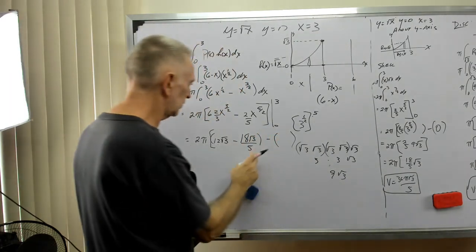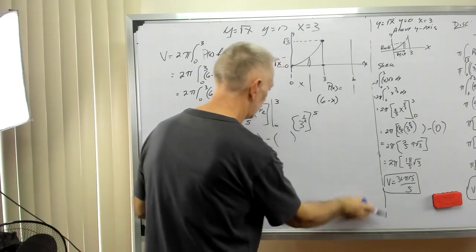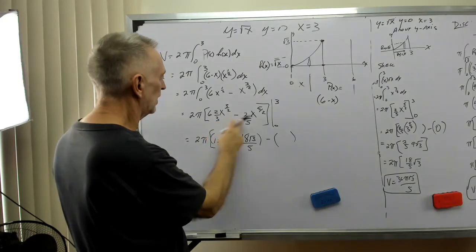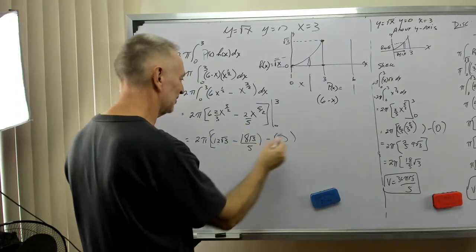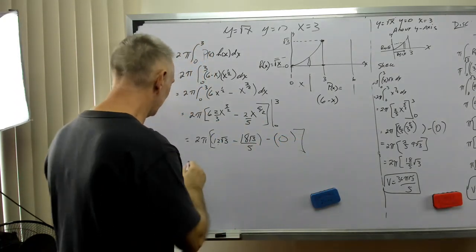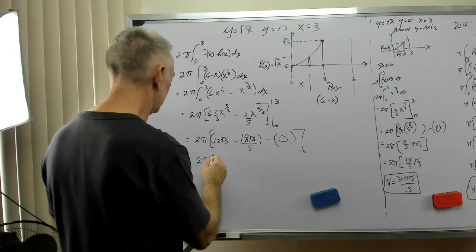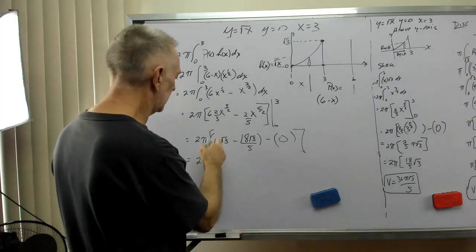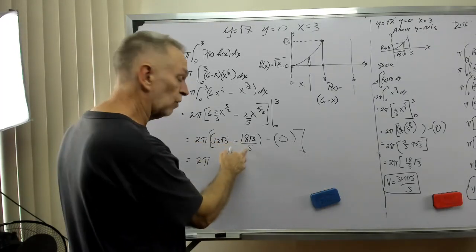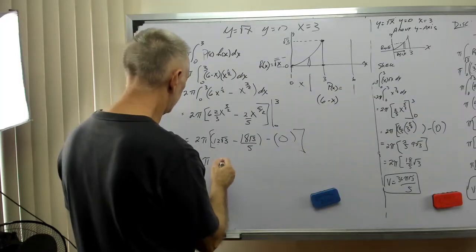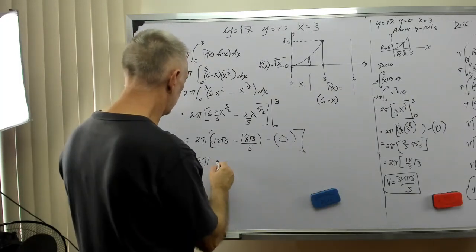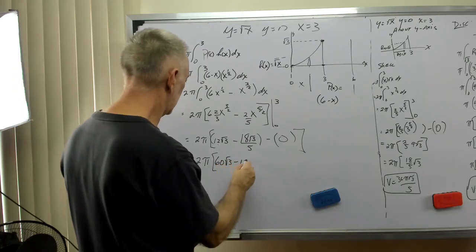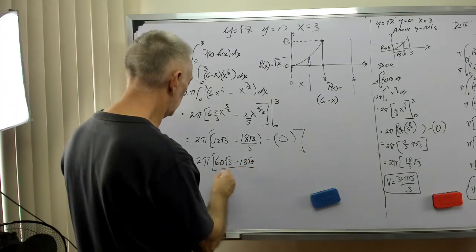Minus, my parentheses, I have to do something there. What to do? Okay, 0, put the 0 back in and it does come to 0. So no harm, no foul. All right, 2 pi times, well, I need a common denominator. So I need to multiply this by 1, which is 5 over 5. Okay, so 5 over 5, 5 times 12 is 60. 60 square root 3 minus 18 square root 3 all over 5.